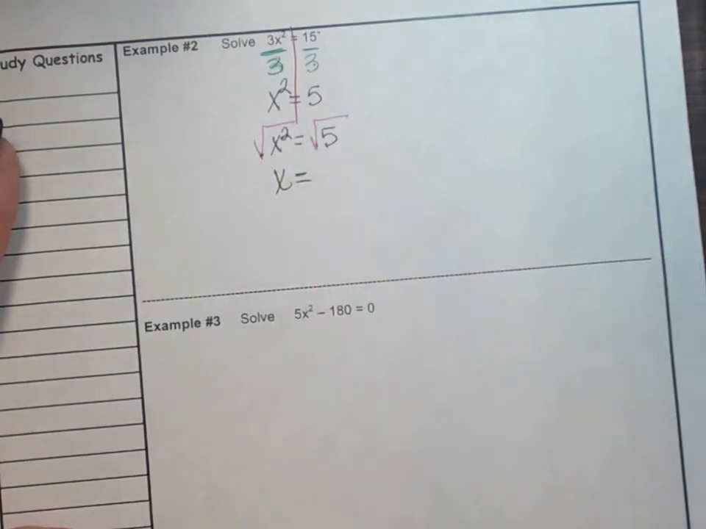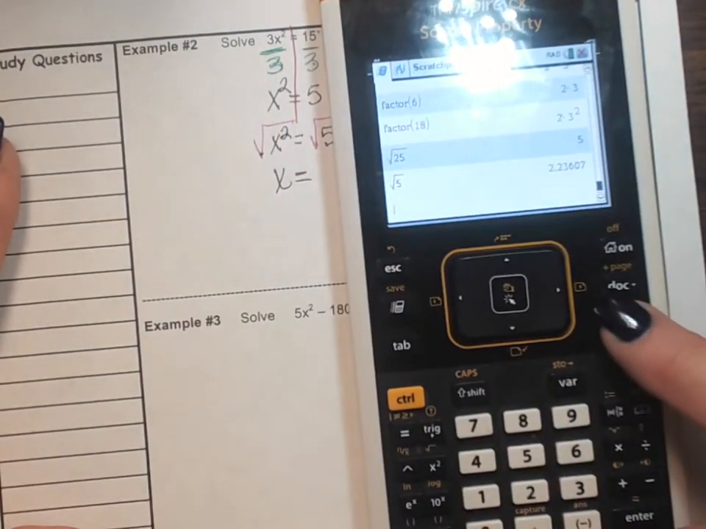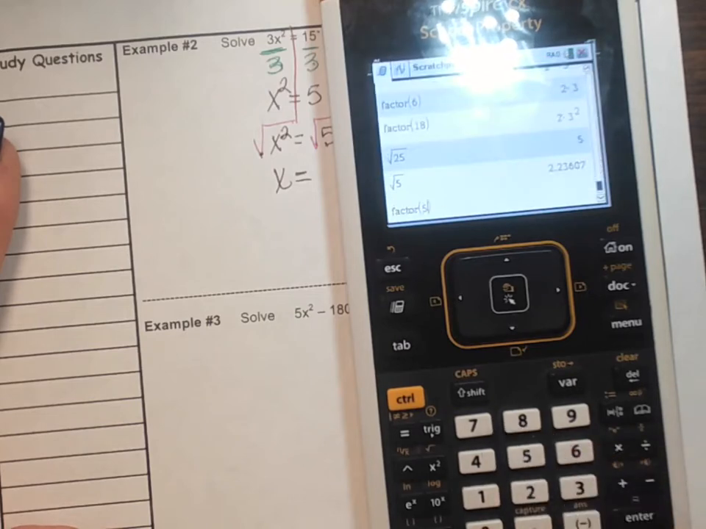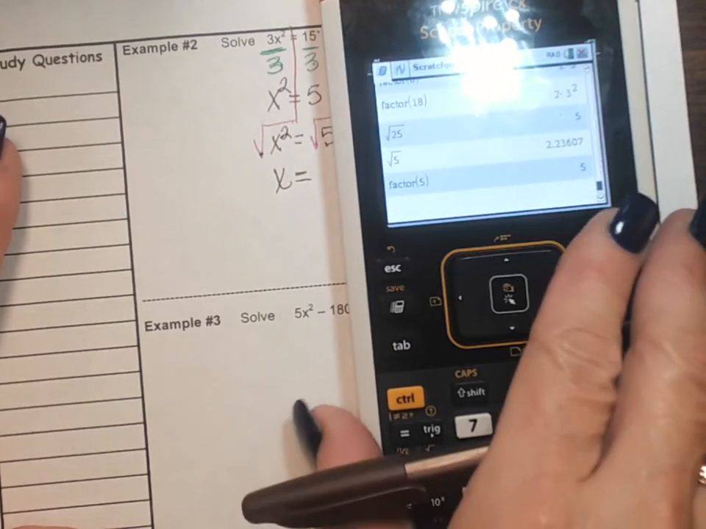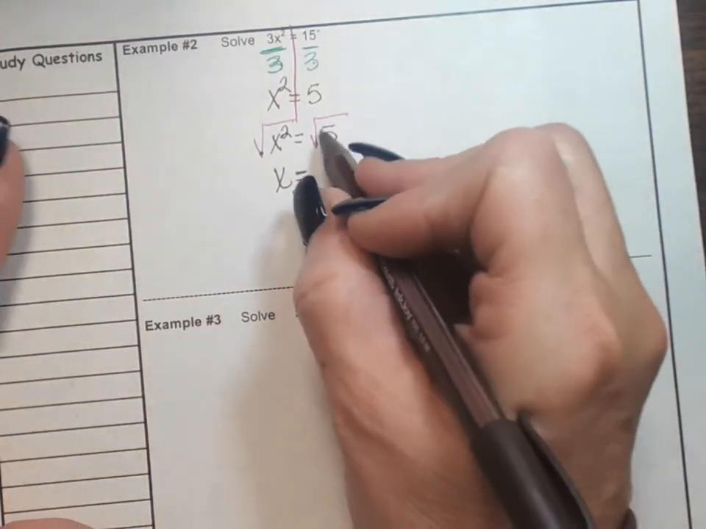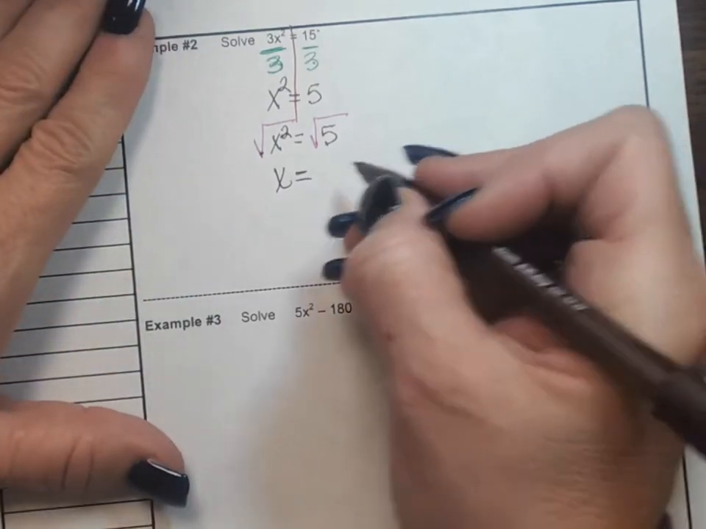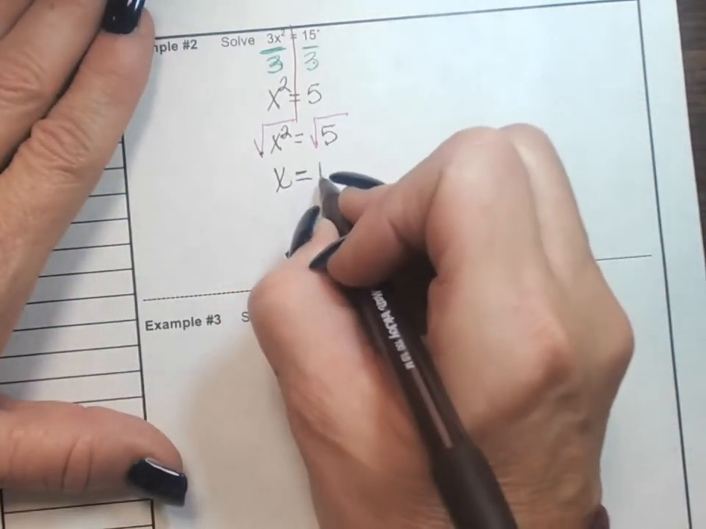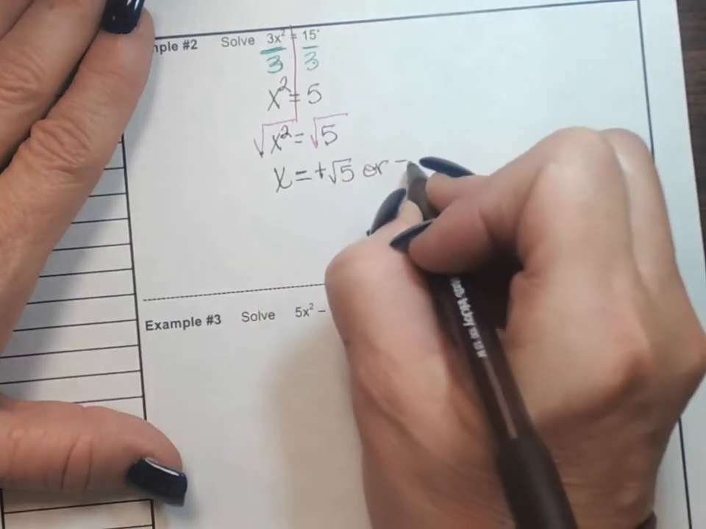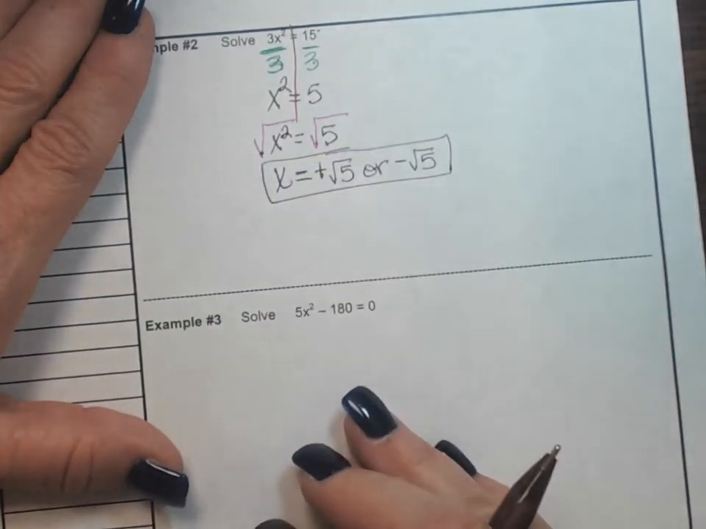Since 5 was not a perfect square, I need to do the factors. So again, we go menu, 2 for number, 3 for factor, and I type in 5. And when I hit enter, the only thing I get is 5, which means 5 does not break down. So we are going to leave this as the square root of 5, like we did on the 6 earlier in the examples. So the values of x are positive square root of 5 or negative square root of 5. And those are my values of x.